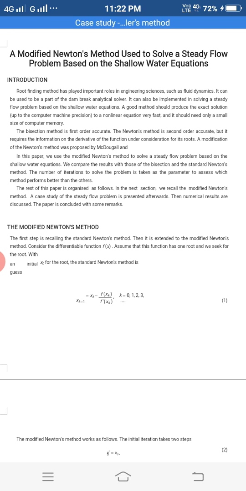A modification of Newton's method was proposed by McDougall and Wotherspoon, and we use the modified Newton's method to solve a steady flow problem based on the shallow water equations. We compare the results with those of the bisection and the standard Newton's methods. The number of iterations to solve the problem is taken as the parameter to assess which method performs better than the others. The rest of the paper is organized as follows.